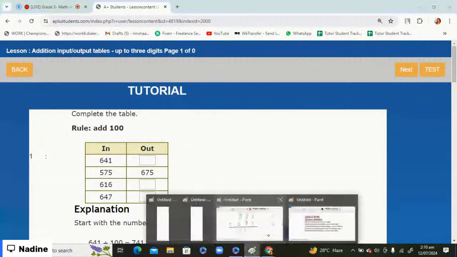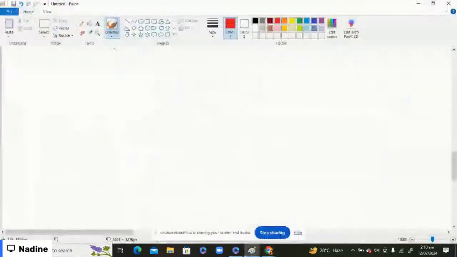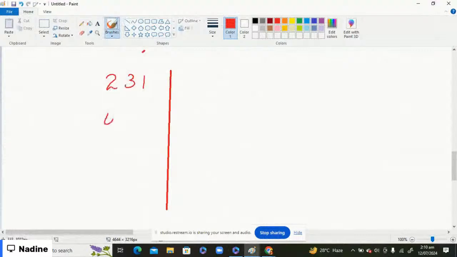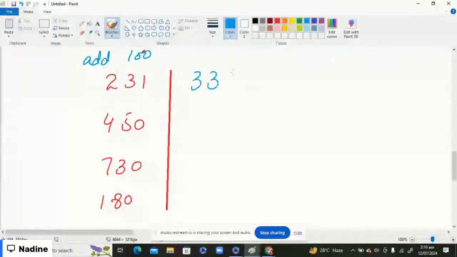Like for example, if I'm going to write down here an example: 231, 460, 730, 180. So they are saying that your rule is add 100. What does it mean? It means that you're going to add 100 to all of it. So 231 plus 100, which is 331.